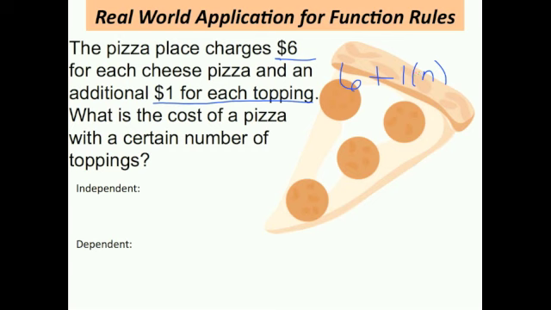Now before we finish writing this equation, let's look at our variables. Our independent variable here is going to be the number of toppings, because that's what's changing, causing change with the total cost. And our dependent variable then will just be the total cost.